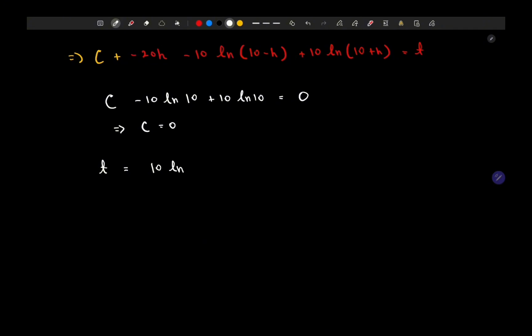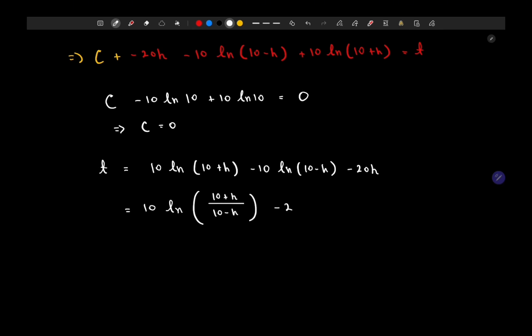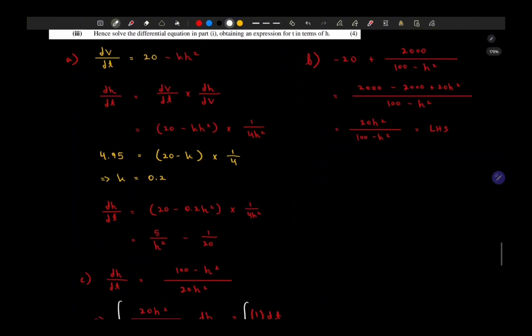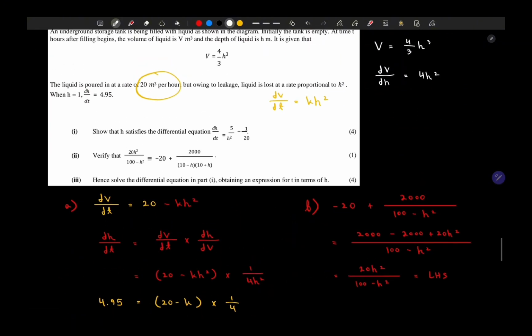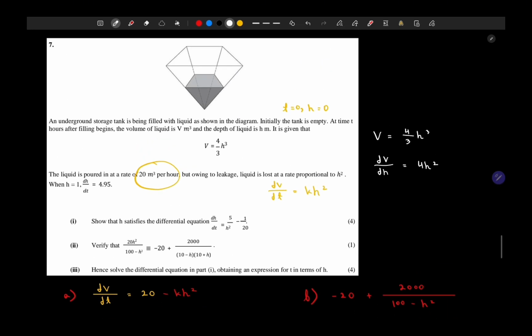10 ln(10 plus h) minus 10 ln(10 minus h) minus 20h. Or you can also keep it like this: 10 ln of (10 plus h) divided by (10 minus h), minus 20h. So that is it for this equation. And that is all the answers to question 7.